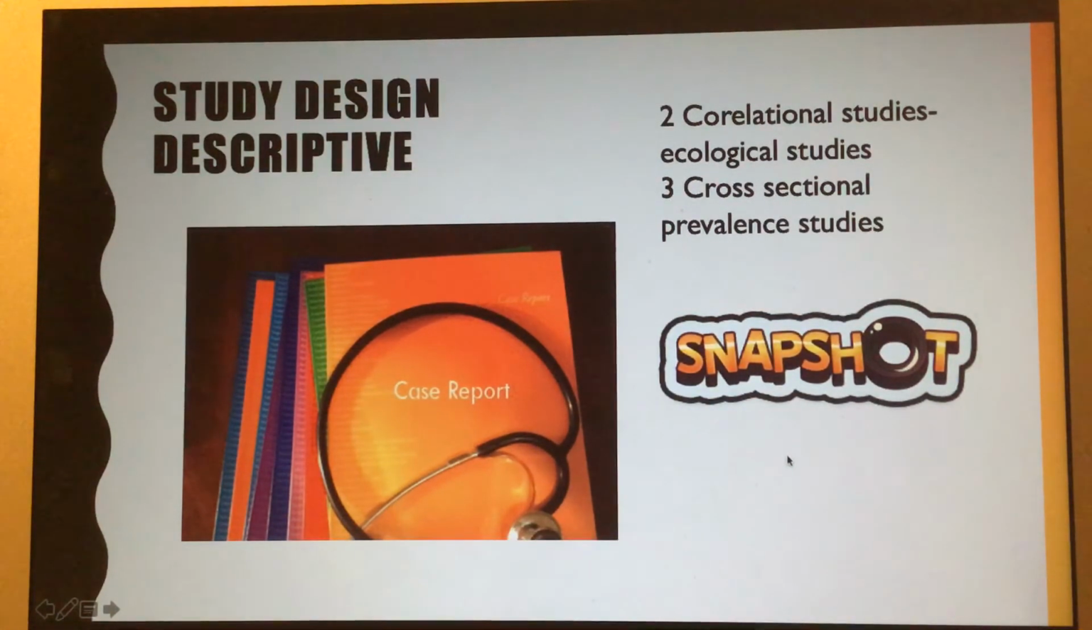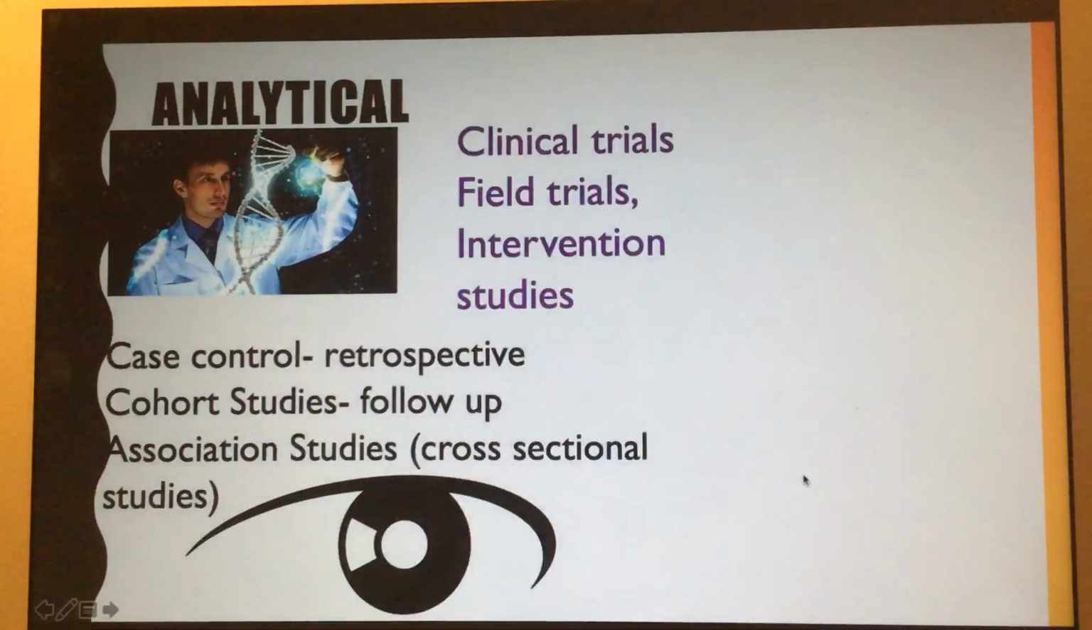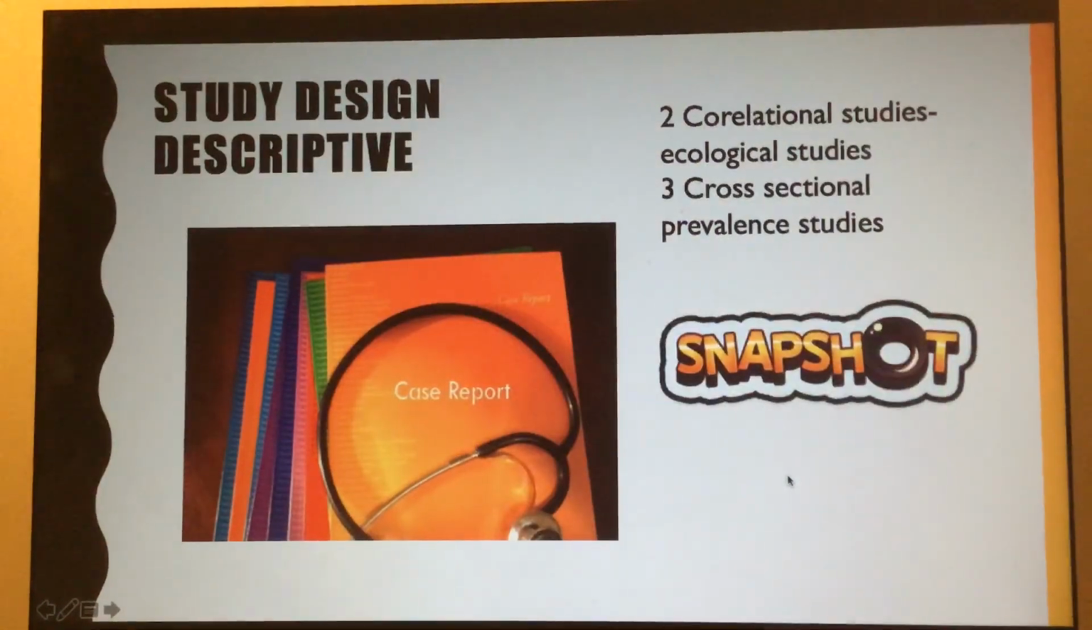While the last part would be the cross-sectional studies, which is the prevalence study. So remember, a cross-sectional study is a snapshot of the population at a point in time. So we are looking into the prevalence of the disease at that point in time. So these three things are included in descriptive epidemiology.